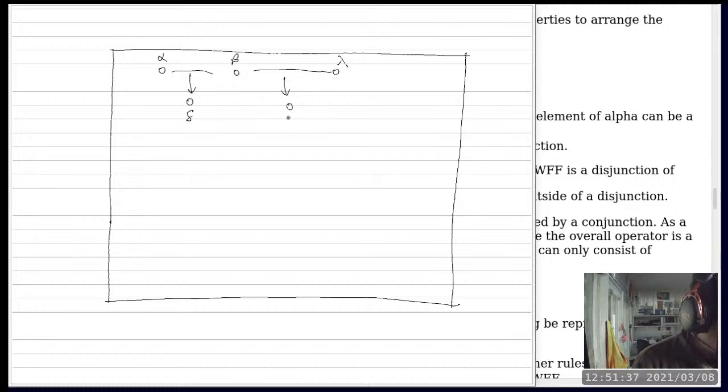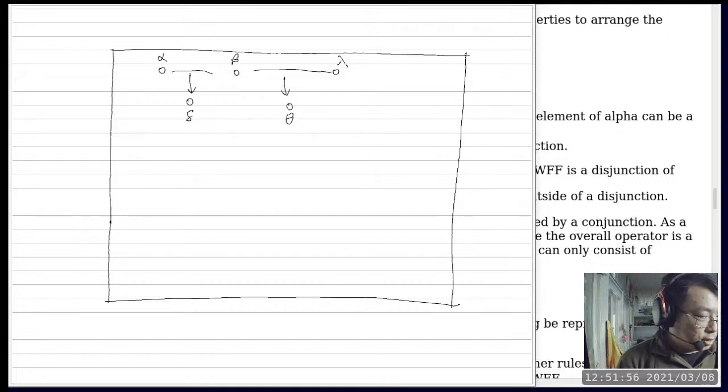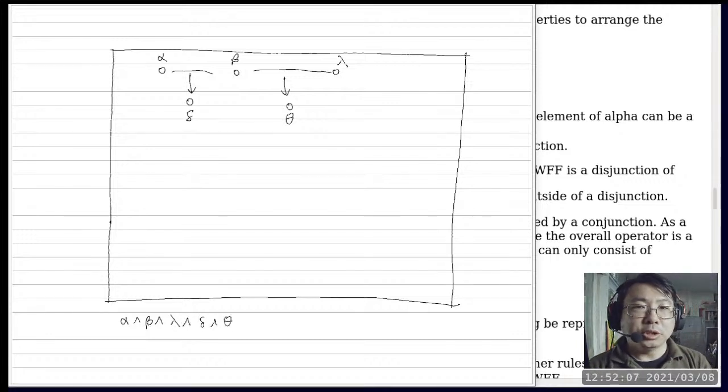And then we have epsilon, gamma. What will be the next one? We just use theta here. Okay. So now we have these well-formed formulas that are known to be true. I don't really care exactly what they look like. But the truth is, they're all true at the same time. So that means alpha and beta and gamma and delta and theta, this conjunction is true.